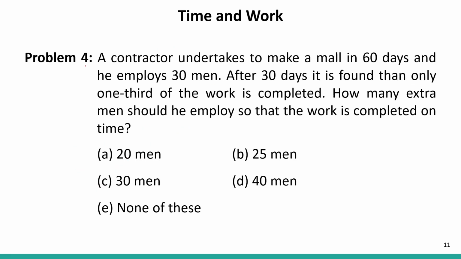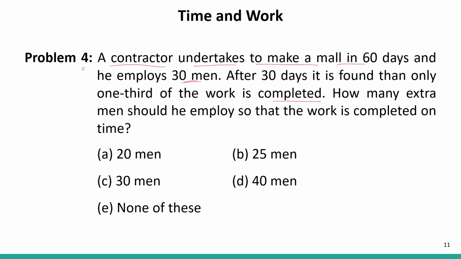Let's go forward with problem number 4. A contractor undertakes to make a mall in 60 days, and he employs 30 men. So he will be completing the mall in 60 days with 30 men. After 30 days, it is found that only 1/3 of the work is completed. How many extra men should he employ so that the work is completed on time?